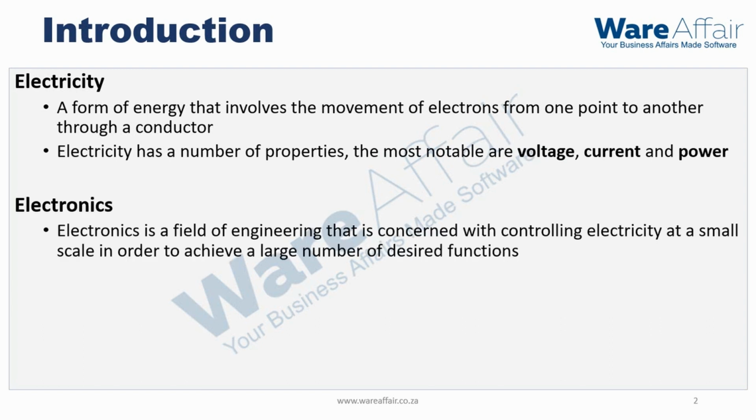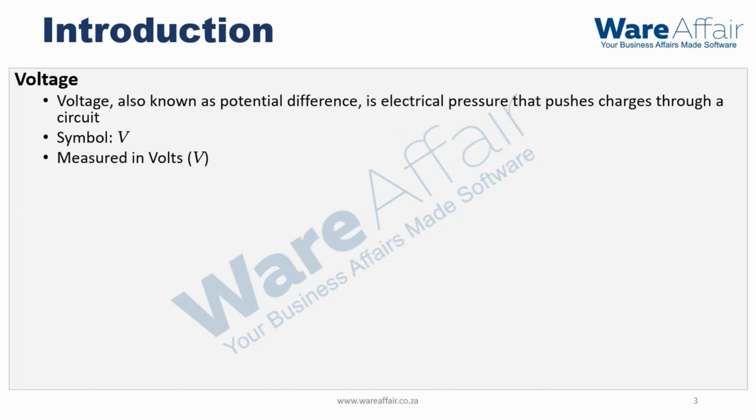Electronics is a field of engineering that deals with controlling electricity at a small scale in order to achieve a large number of desired functions. Voltage is electrical pressure that pushes charges through a circuit. It is also known as potential difference. The symbol for this is V and it's measured in volts.